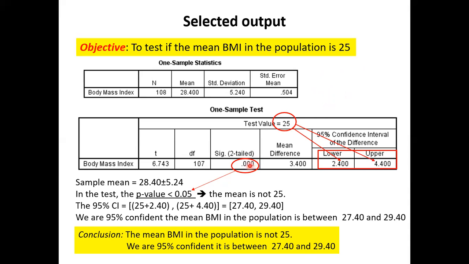So p-value less than 0.05. Reject H null. Reject H null, accept the alternative. So the mean is not 25.